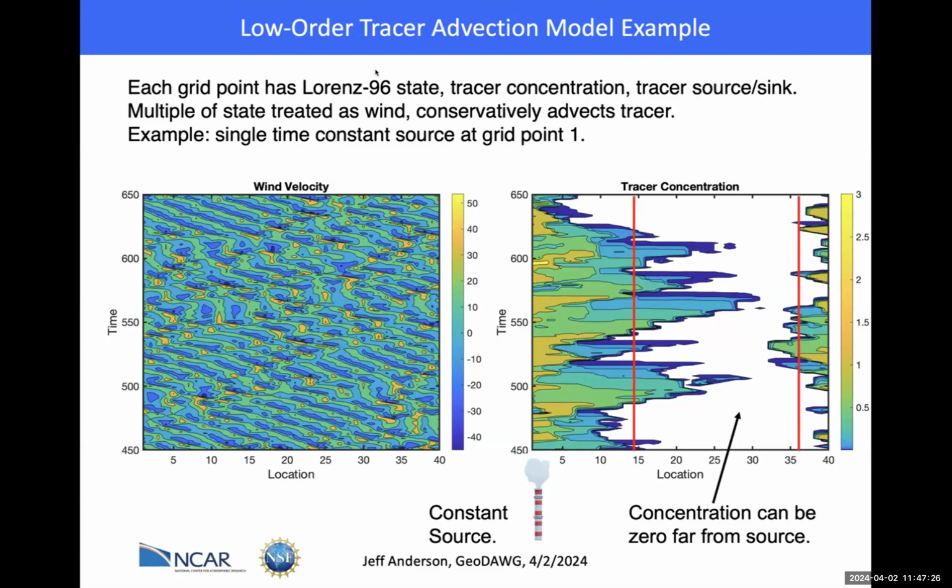And I've highlighted in red 2 grid points here. A key point here is that this tracer rains out basically. And so when you get far from the source, the concentration of the tracer can be essentially 0. So you can see that in the white areas in the plot here.